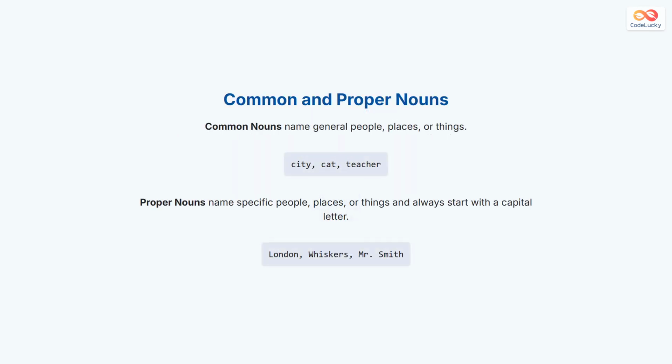Common nouns name general people, places, or things. For example, city, cat, and teacher are common nouns. Proper nouns name specific people, places, or things. Proper nouns always start with a capital letter. London is a proper noun because it names a specific city. Whiskers is a proper noun because it names a specific cat. Mr. Smith is a proper noun because it names a specific person.